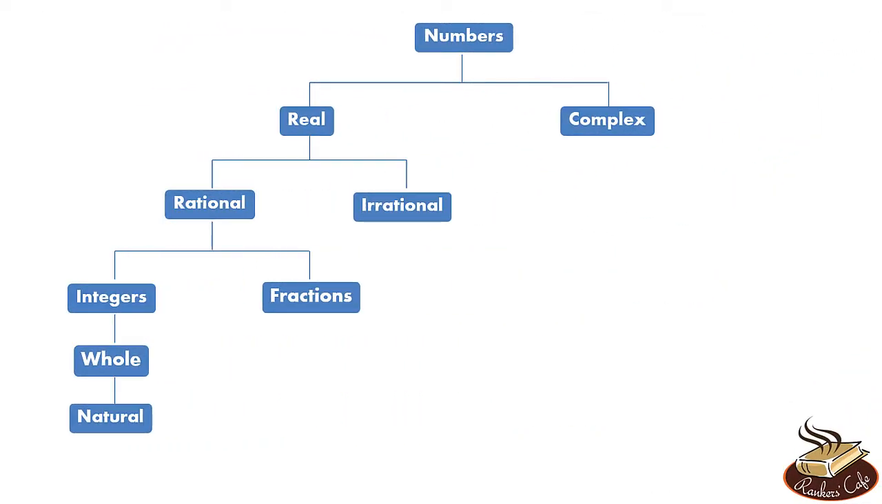All the numbers that we have studied till now can be denoted with the help of the following chart. As can be seen, numbers can be classified into two types, real and complex. Complex numbers is not in our syllabus, so we have not studied it. Real numbers are classified as rational and irrational. Rational numbers are further classified as integers and fractions. Whole numbers are a subset of integers, and natural numbers are a subset of whole numbers.